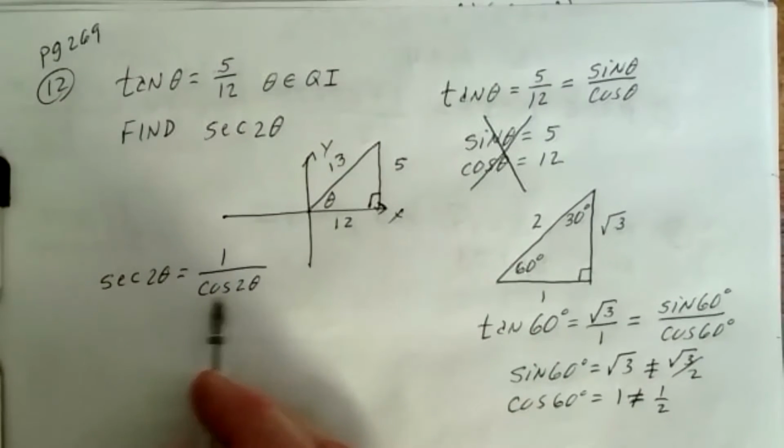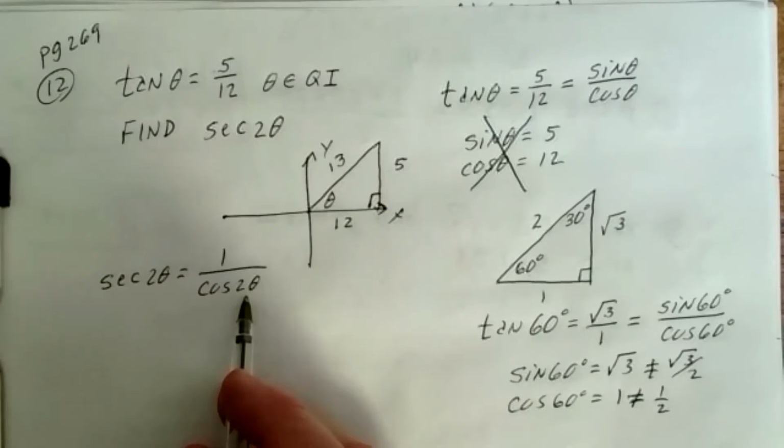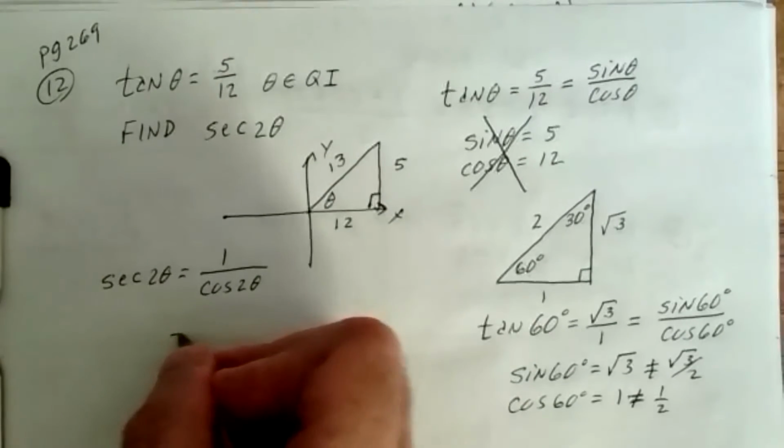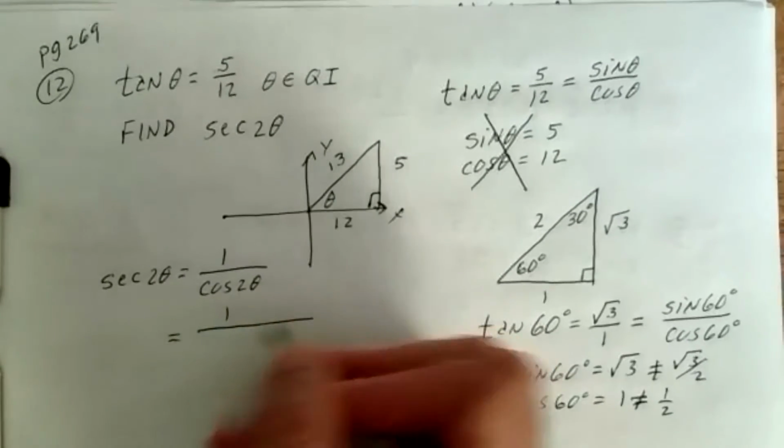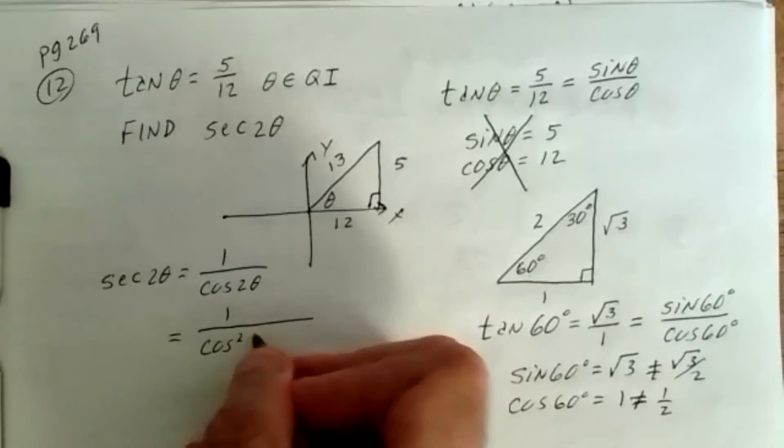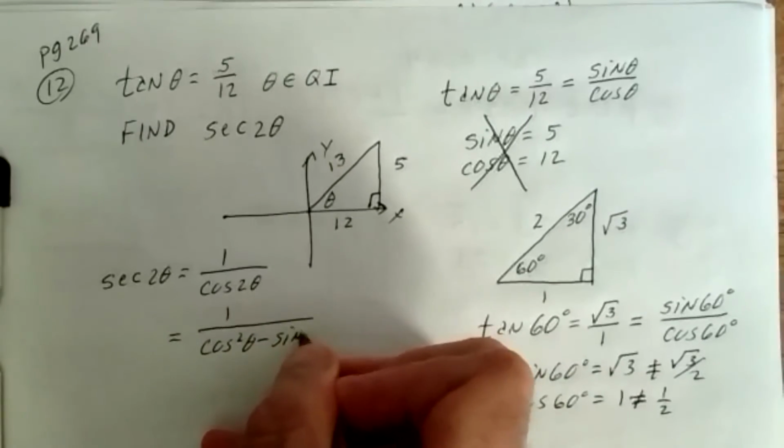But ladies and gentlemen, we just learned today the double angle identity for cosine comes in 3 forms. So we can tap into one of those 3 forms. And the form I'm going to tap into for the cosine of 2 theta is cosine squared theta minus sine squared theta.